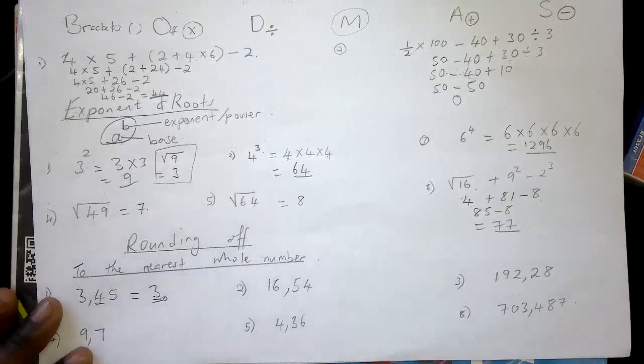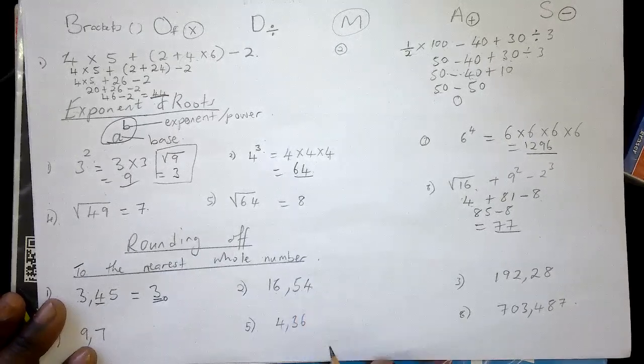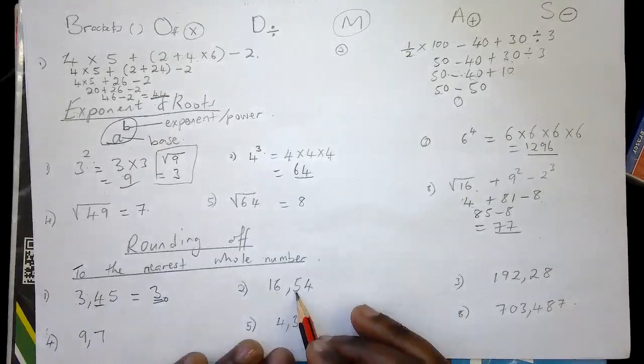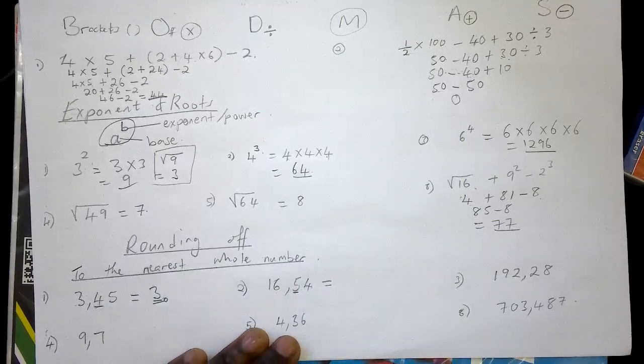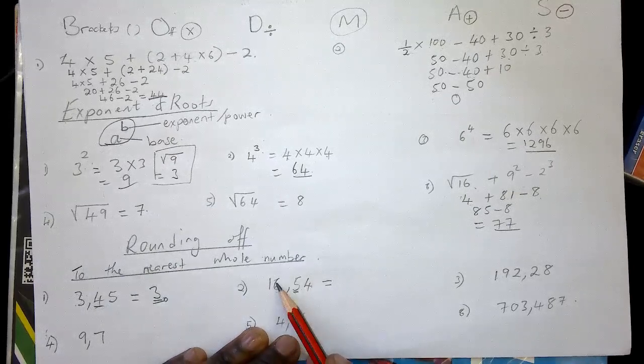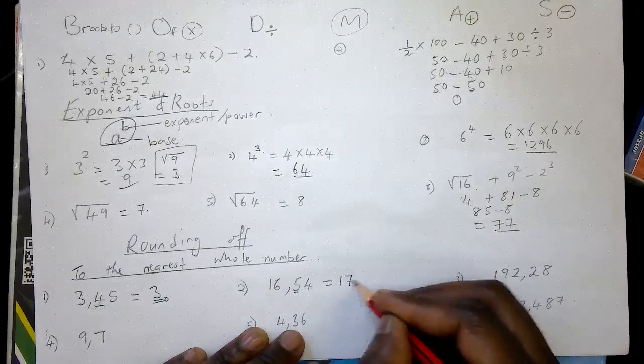It won't change. So here, when we say 16,54, we look at the number after the comma because we want a whole number here. So we check that, you see that it's 5 and above. So when it's 5 and above, what do we need to do? We need to add 1 here. So when you add 1 here, it's going to be 17.